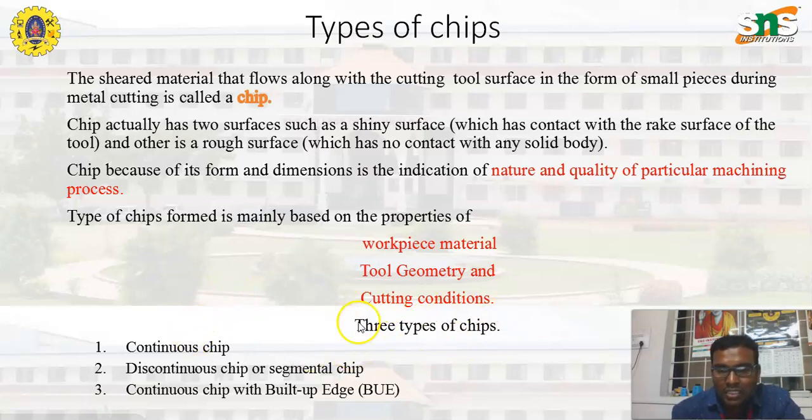There are majorly three different types of chips. The first one is the continuous chip, the second is the discontinuous chip, whose other name is the segmental chip, and the next one is the continuous chip with a built-up edge. BUE means built-up edge.